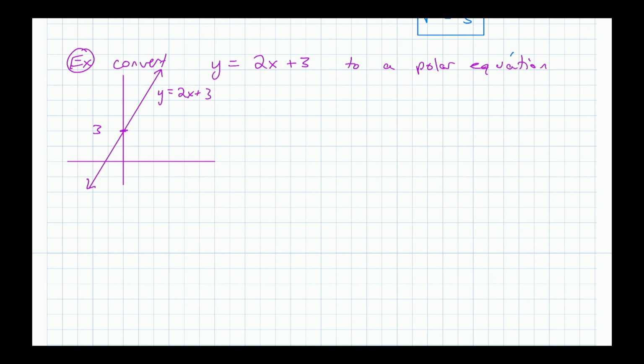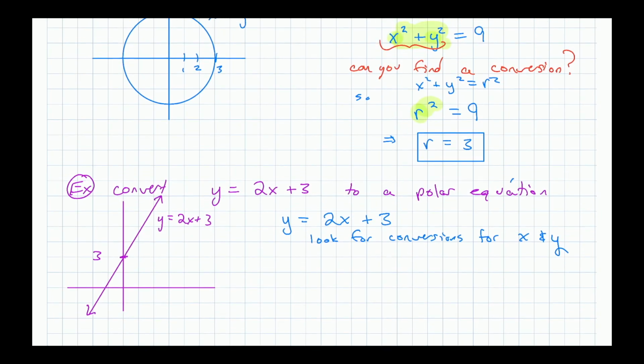So let's try. So we're going to start with this, y equals 2x plus 3. Now we want to look for conversion factors, look for conversions for x and y. Now we can't use the simple one that we used up here, right? Like we got lucky that we could use x squared plus y squared equals r squared because we had x squared plus y squared. Well, here the y is over here, the x is over here. It's got a 2 in front. There's no squares. So this is not going to be the conversion that we use.